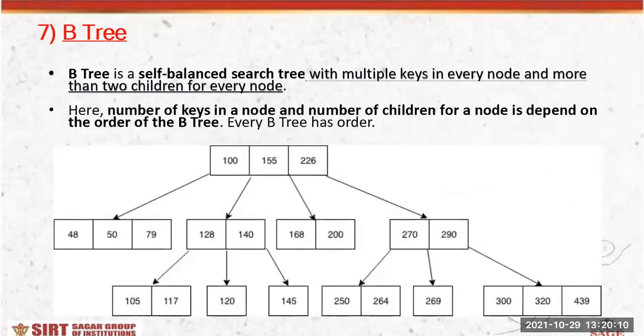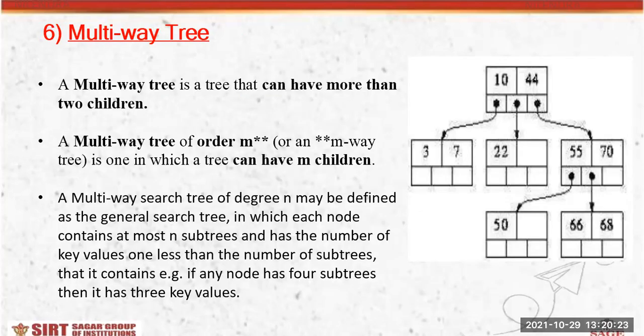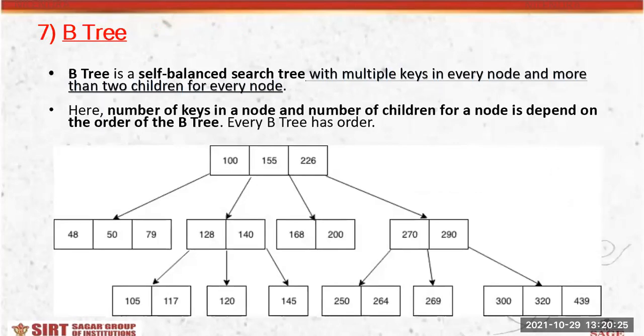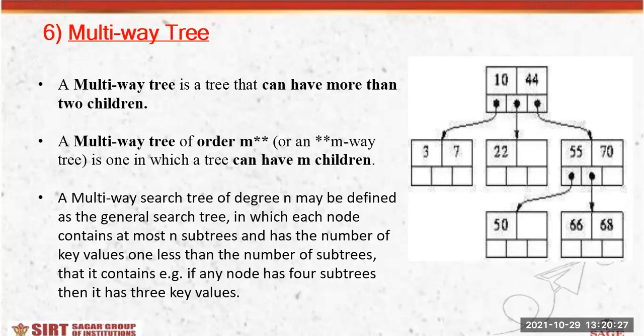Then moving to your B tree. A B tree is a self-balanced search tree, which has multiple keys in every node and more than 2 children for every node. Now the basic difference between a multi-way tree and a B tree is that in a multi-way tree, I'm traversing from top to bottom while I'm inserting the node. You can see if I have inserted 10 and 44, then I have inserted 3 and 7. Similarly, I have inserted 22 according to the data I have been provided with.